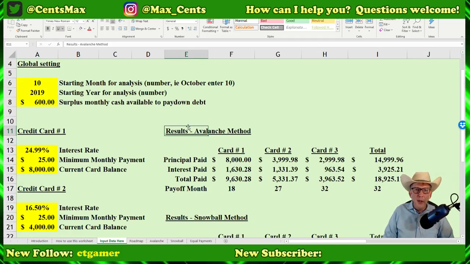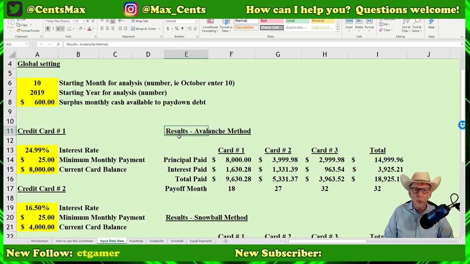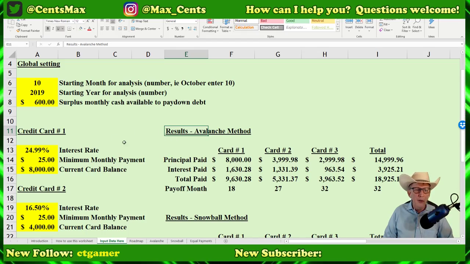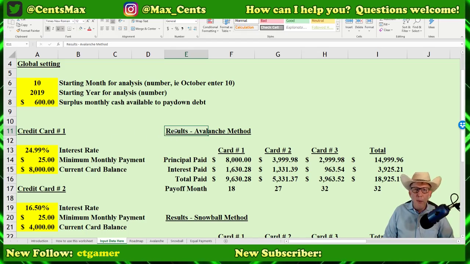Okay, so this section of the form is going to show me the results real time as I change these values in red. And it's going to report the results of 3 different paydown methods, the first of which is the avalanche method. And with the avalanche method, what we're going to do is pay the highest interest rate card first, and then systematically move down to the next highest, and so on and so forth.